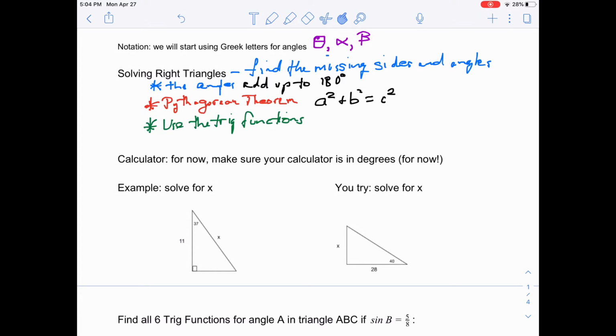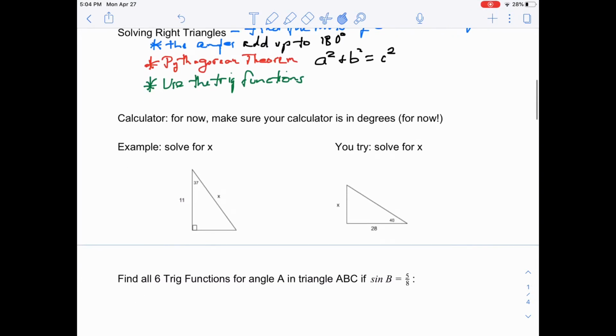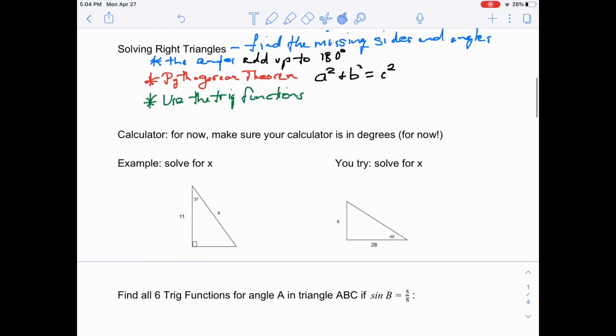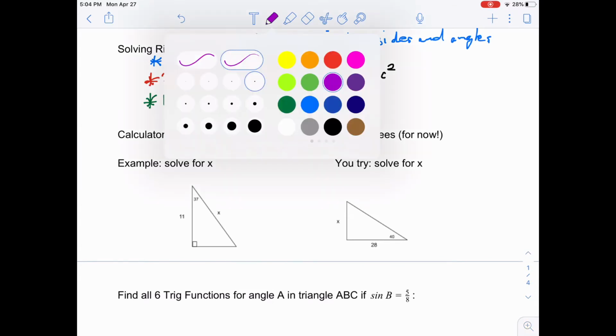Now, if we have a combination of other information where we can't use those, then we're going to use the trig functions to get that. So let's make sure that we try setting up our format in the right process to be able to do that, and also try a couple problems here. So first of all, make sure that when you're working with your calculator, that your calculator is now in degrees.